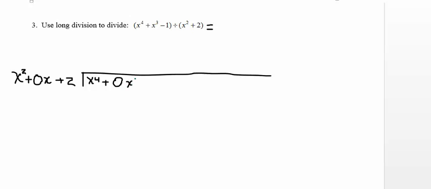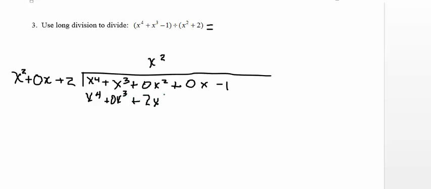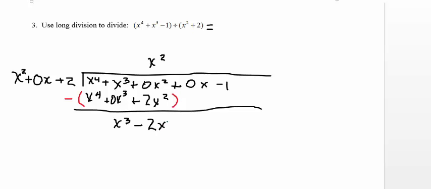And if there are missing terms in my dividend, I fill those in. So I fill in 0x squared and 0x for the missing x squared and x term. X squared goes into x to the fourth, x squared times x squared is x to the fourth. X squared times 0x is 0x cubed. X squared times 2 is positive 2x squared. And I'm just going to do subtraction. I'm not going to change my subtractions to addition in this problem.